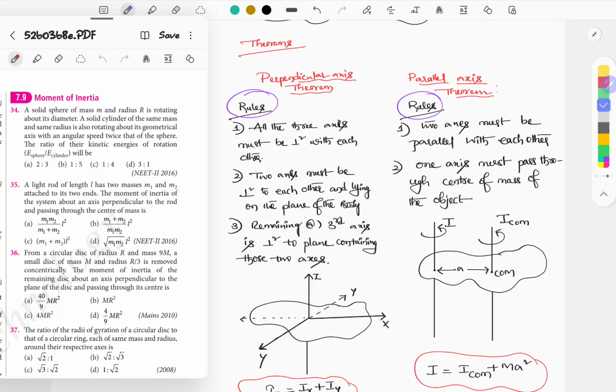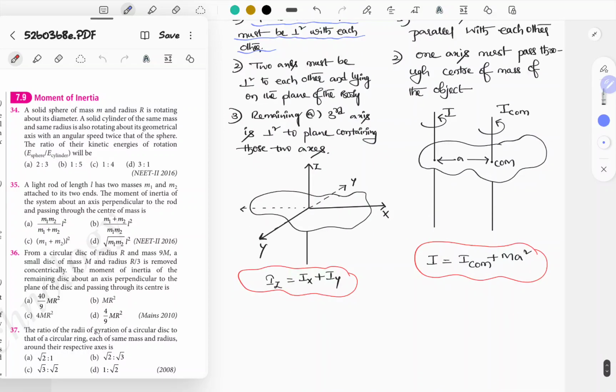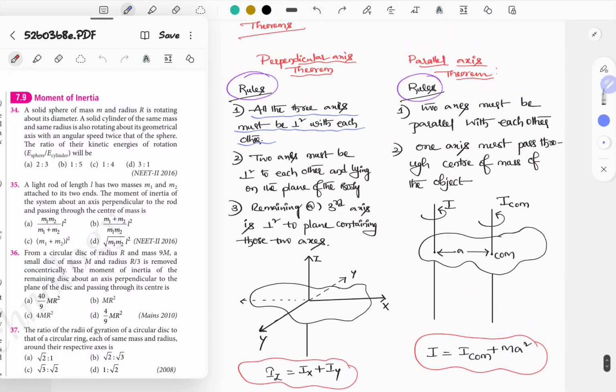The very first point for rules: all the three axes must be perpendicular to each other. That means we have to take a coordinate axis x, y, z. Here I've shown the x, y, z axis system. All these three axes are perpendicular to each other, right?